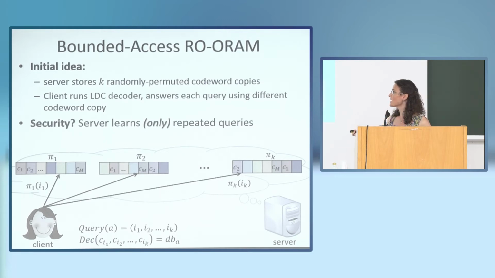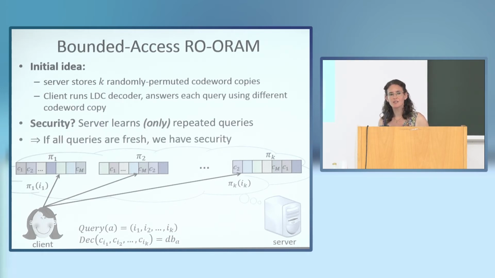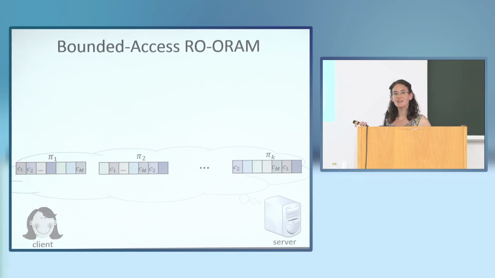So for example, if I'm making I1 twice to the first copy, I'm going to query the same location. I'm applying the same random permutation to it. But if I'm making two different queries to this first copy, the permutation is going to send them to completely uniformly random locations. I won't know anything about the connection between them. So said differently, if I never repeat queries to each code word copy, all the queries I send are fresh, the server learns nothing.